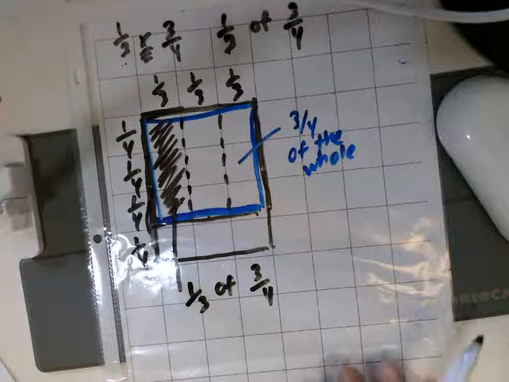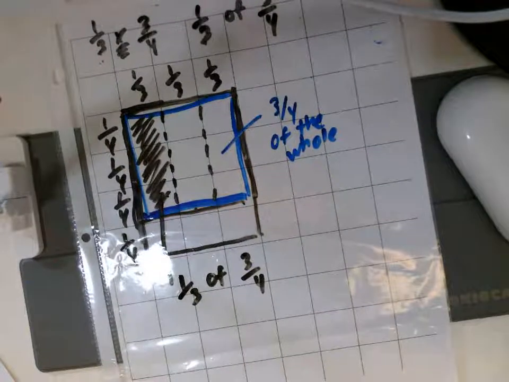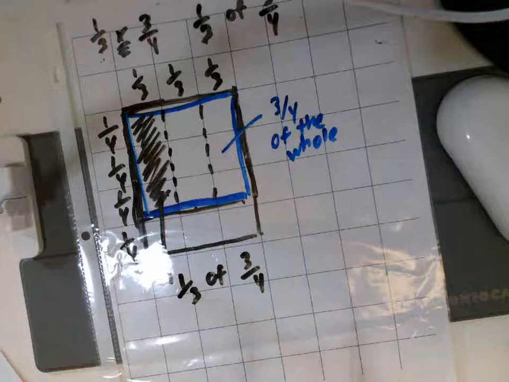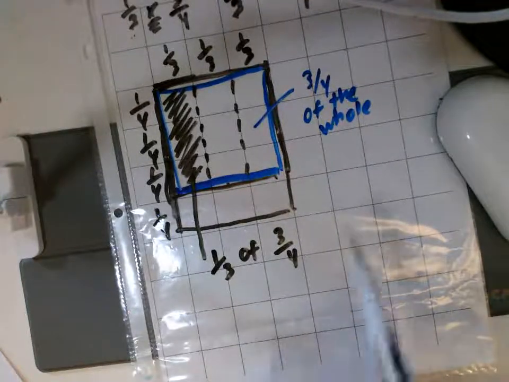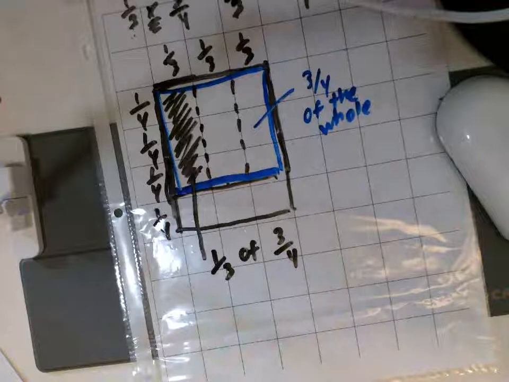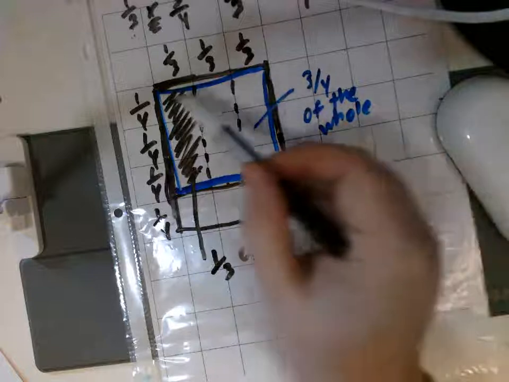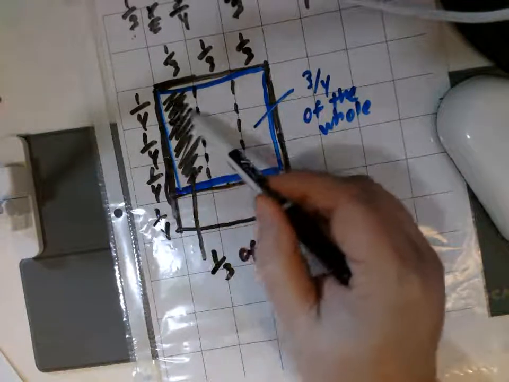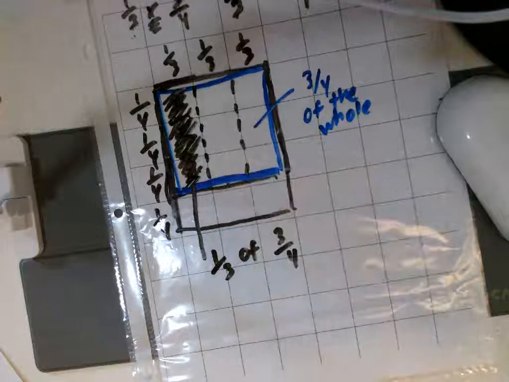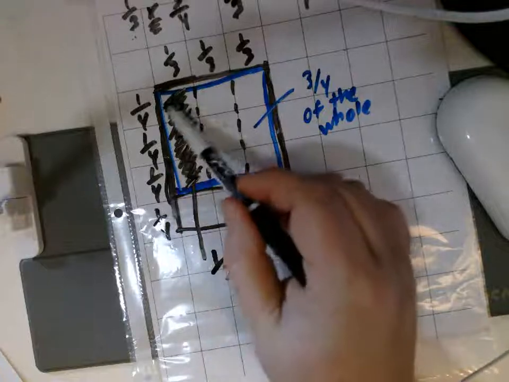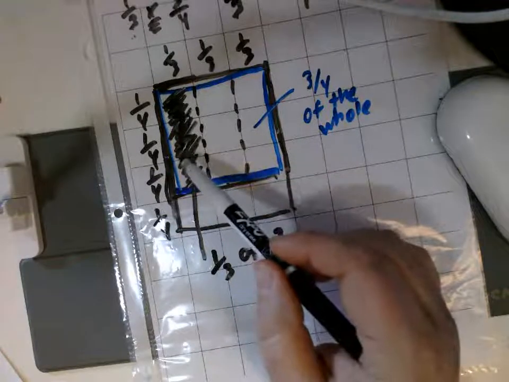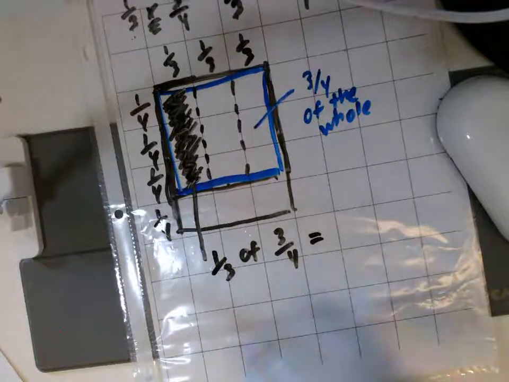But we need to know the answer to this problem. We've written out what it looks like, but we need to know what is 1/3 of 3/4 in comparison to the whole. What we've shaded here is 1/3 of 3/4. Now we want to know how many shaded squares there are in comparison to the whole, because that's going to give us our answer.